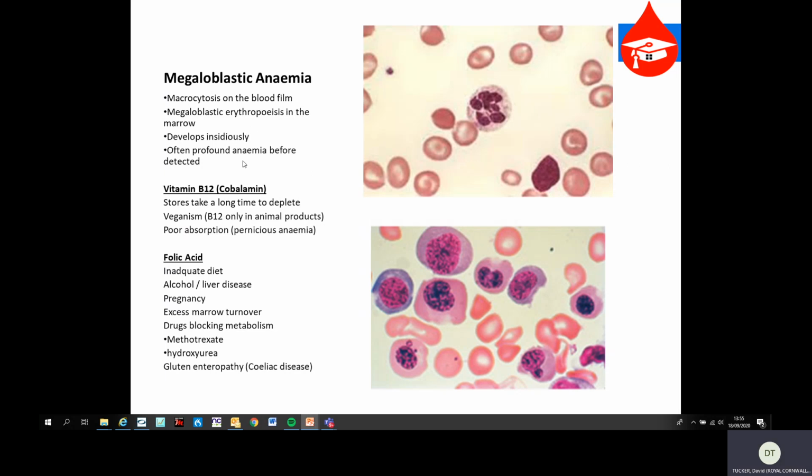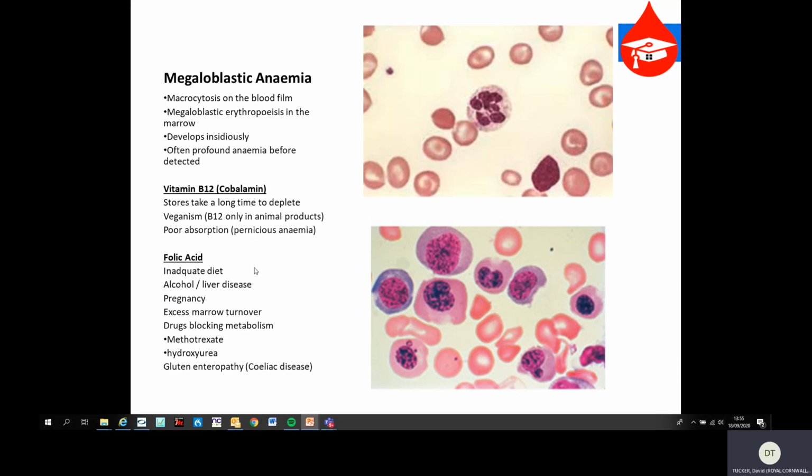And it develops insidiously, and it often causes profound anemia before it's detected. And we think about B12. B12 stores take a long time to deplete. Veganism is sometimes responsible because there's not much B12 in things other than animal products, although it can be replaced by supplements. And poor absorption, pernicious anemia, where you have an anti-intrinsic factor antibody, is one of the causes.